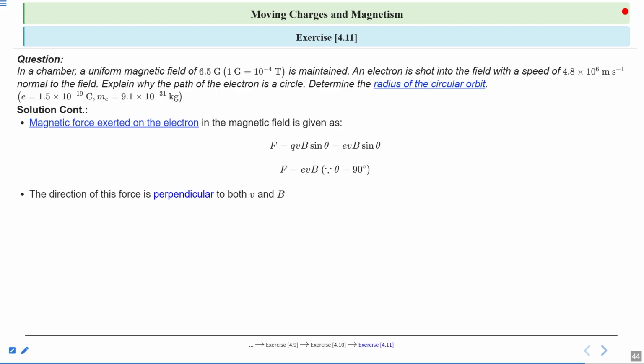The direction of force is perpendicular to both V and B. Align your fingers in the direction of velocity of the electron and curl the fingers towards the magnetic field. The thumb will give the direction of the force. When we do a cross product, the result will be perpendicular to both the vectors involved, so V cross B, this force will be perpendicular to both velocity and magnetic field. So the direction of magnetic force can be found using the right hand rule for vector products.